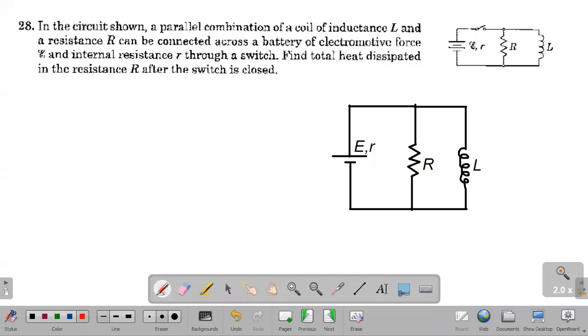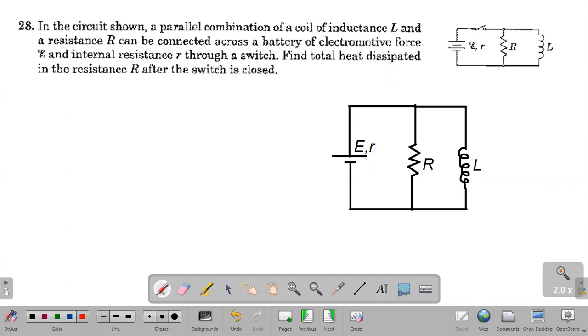Hello students, this is a problem from chapter 15, electromagnetic induction and alternating current, from the book Pathfinder for Physics Olympiad and IIT JEE Advanced. The category of this problem is LR circuit and heating effect in the resistance.